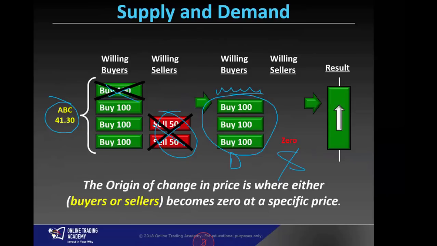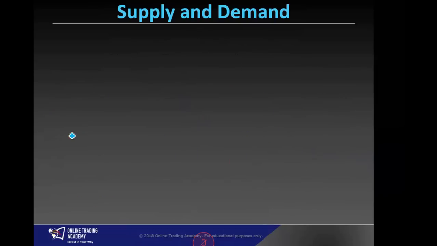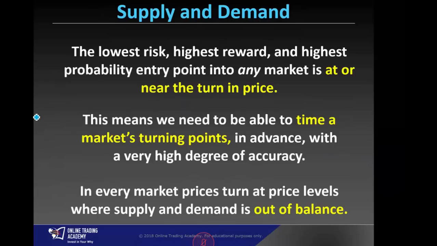And the origin of any change in price is where either the buyers or sellers become zero at a specific point. That is what is key here, because these are our simple rules we have to understand. The lowest risk, highest reward, and highest probability trade points are always going to be near turns in price. What did I say? Think back to my paint tool here.